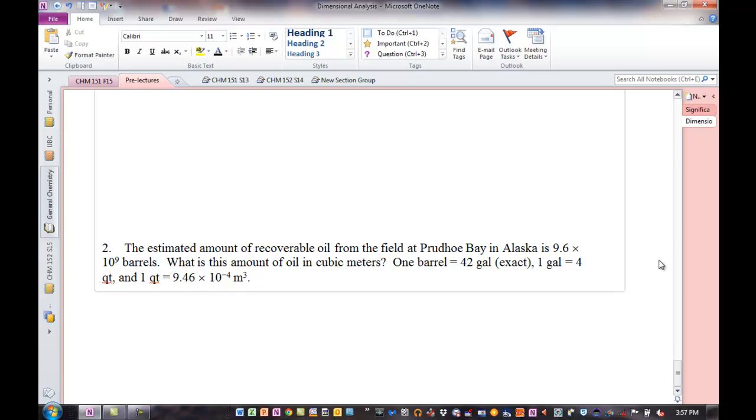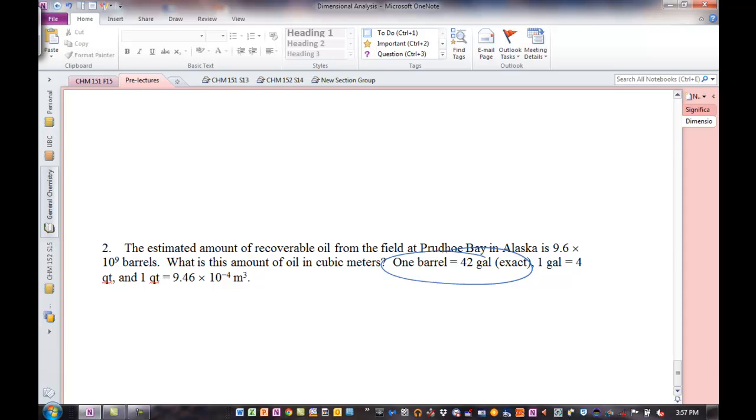We're talking about oil in Prudhoe Bay, Alaska. There is about 9.6 billion barrels of oil there. What would this be in cubic meters? All right, so you're probably not familiar with barrels, so a lot of times you're going to have to look up these things. Google is a great thing, right? You could just Google how many gallons in a barrel. But on problems like this where there are conversions that I don't expect you to know, I will put them in the problem. So you will see that there are a number of equalities put in this problem.